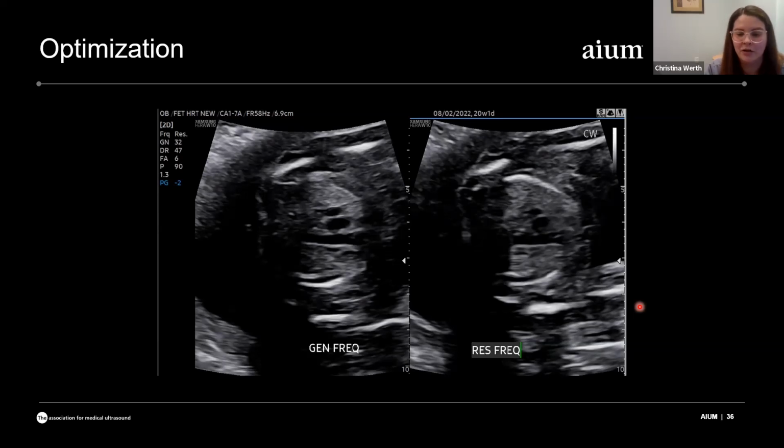And so with anything in ultrasound physics, it's always a bit of a trade-off where we have to decide: is the additional information that I'm gaining by bumping my frequency up worth it, or am I losing too much penetration? So sort of trying to find that balance.